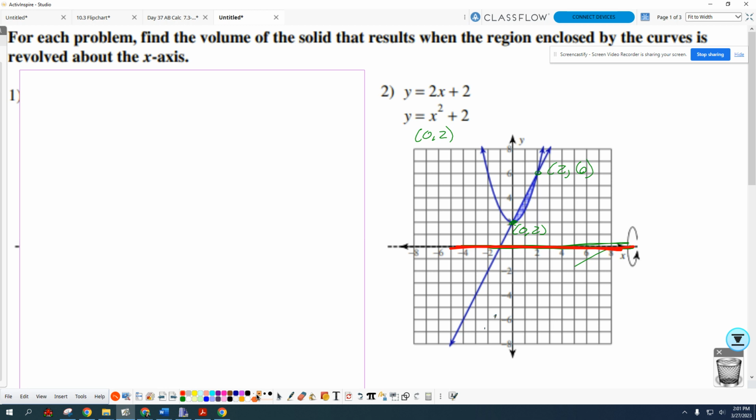Do we need to solve the area under one and subtract it from the area under the other? So related to this, hang on.